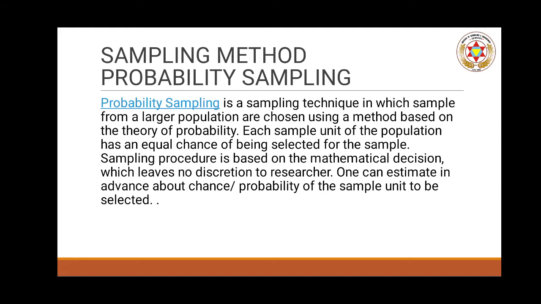So in case of probability sampling, the first thing is that every unit of the population has an equal chance, and secondly, the selection of a specific unit in the sample depends entirely on chance or probability.